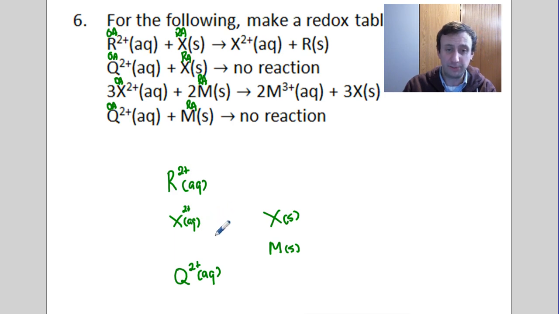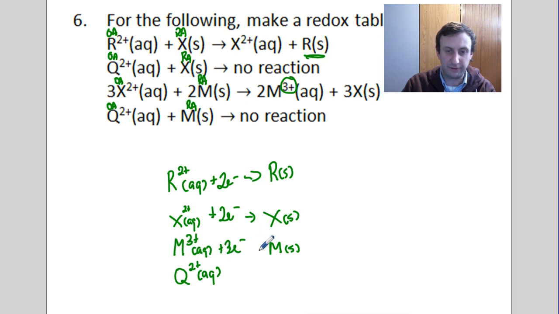So now I can complete my half reactions. R2+ turns to R, as I can see in this first reaction. So R2+ plus 2 electrons gives me R solid. X2+ plus 2 electrons gives me X solid. When I look at the M, I know that it's 3+ for a charge. I can see that right there when it's in its ion form. So M3+ aqueous plus 3 electrons gives me M solid. And then Q2+ plus 2 electrons gives me Q solid.